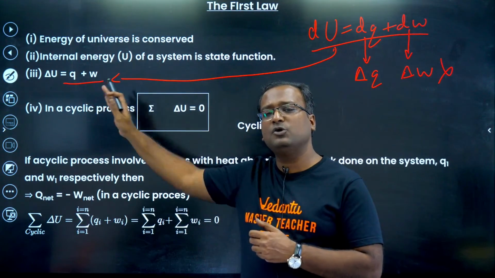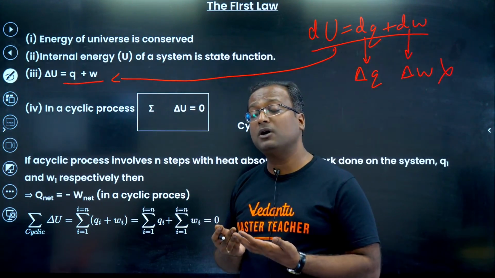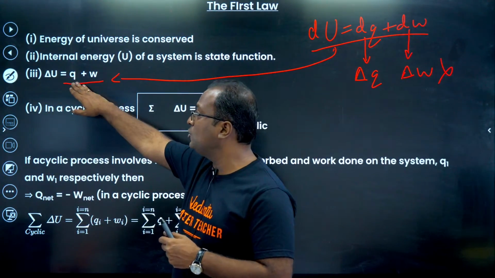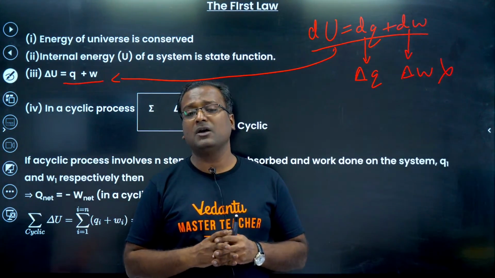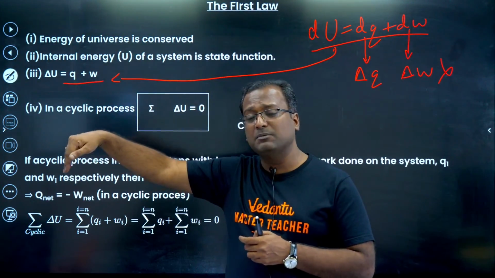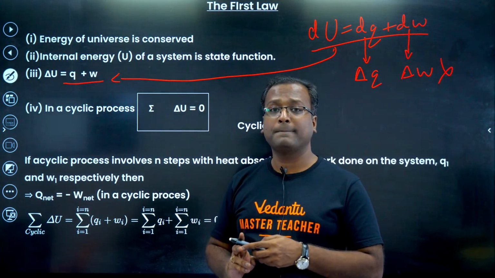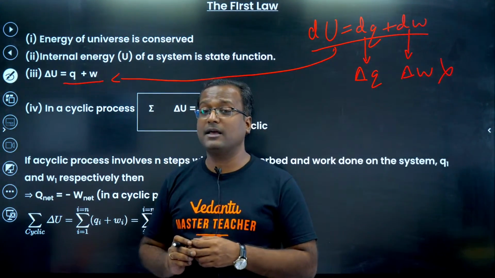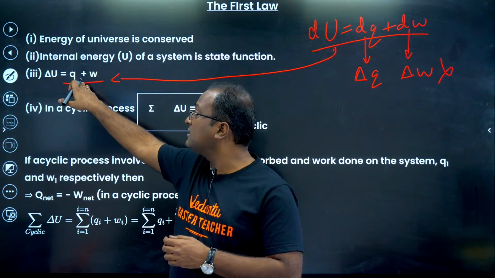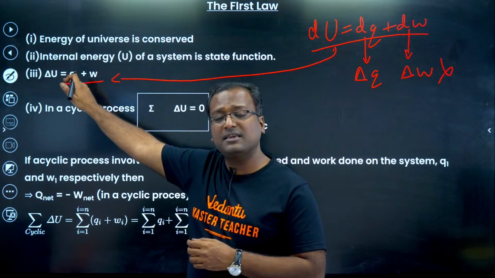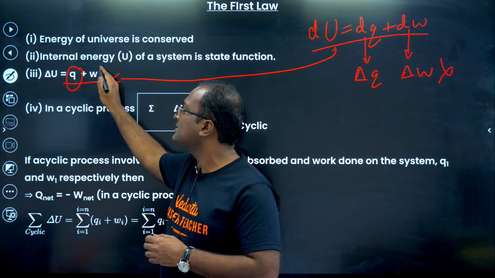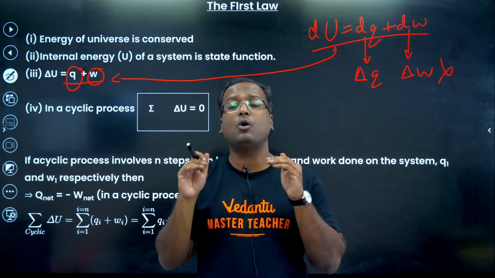What do you mean by this q? Is it heat absorbed or is it heat emitted? What do you think? Let me know in the chat box. Is this q heat absorbed by the system or heat emitted by the system? Is this W work done on the system or work done by the system? Isn't it important? If we know what the first law is, we should know what Q and W signify. So here Q signifies heat absorbed by the system, and W signifies work done on the system.